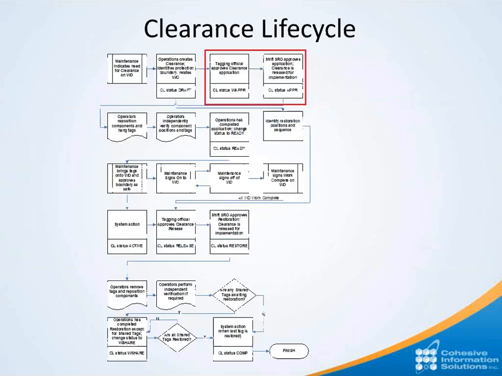So now we go back to our diagram. The next steps in the process is we've developed our clearance in the protection boundary points. Now that gets reviewed and approved by a tagging official, which changes the status of the clearance from draft to waiting approval. And then it would get approved by the on-shift SRO for the application of the tags, which changes the status of the clearance to approved. And the way we do that is on the next slide.